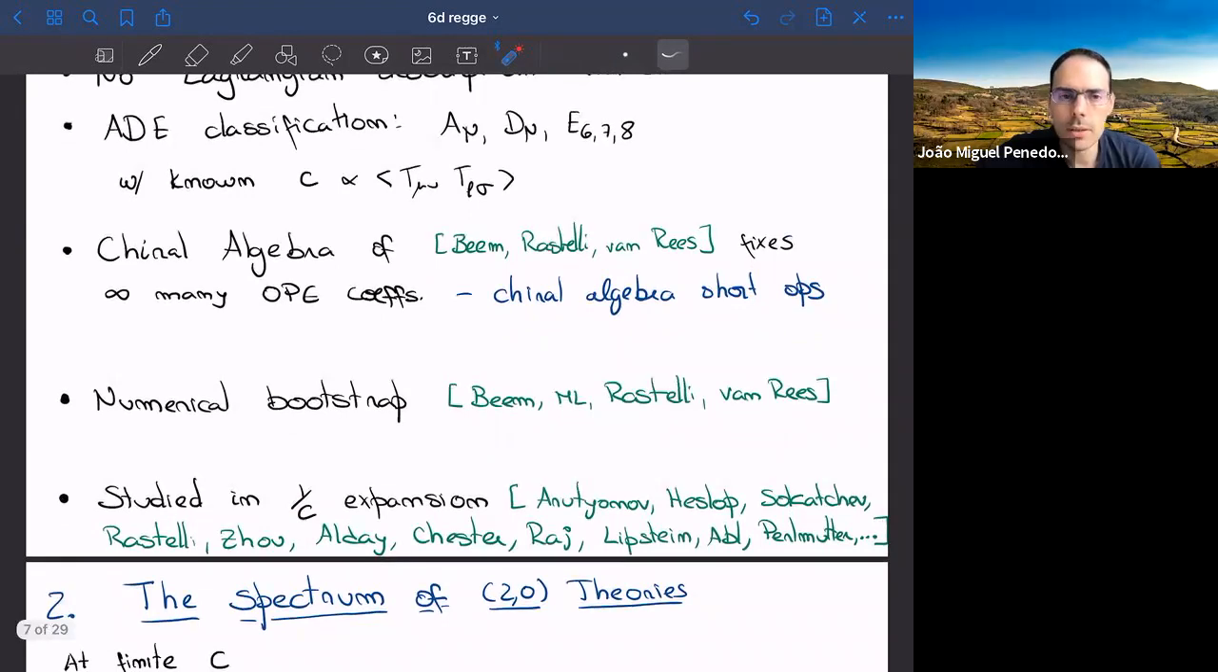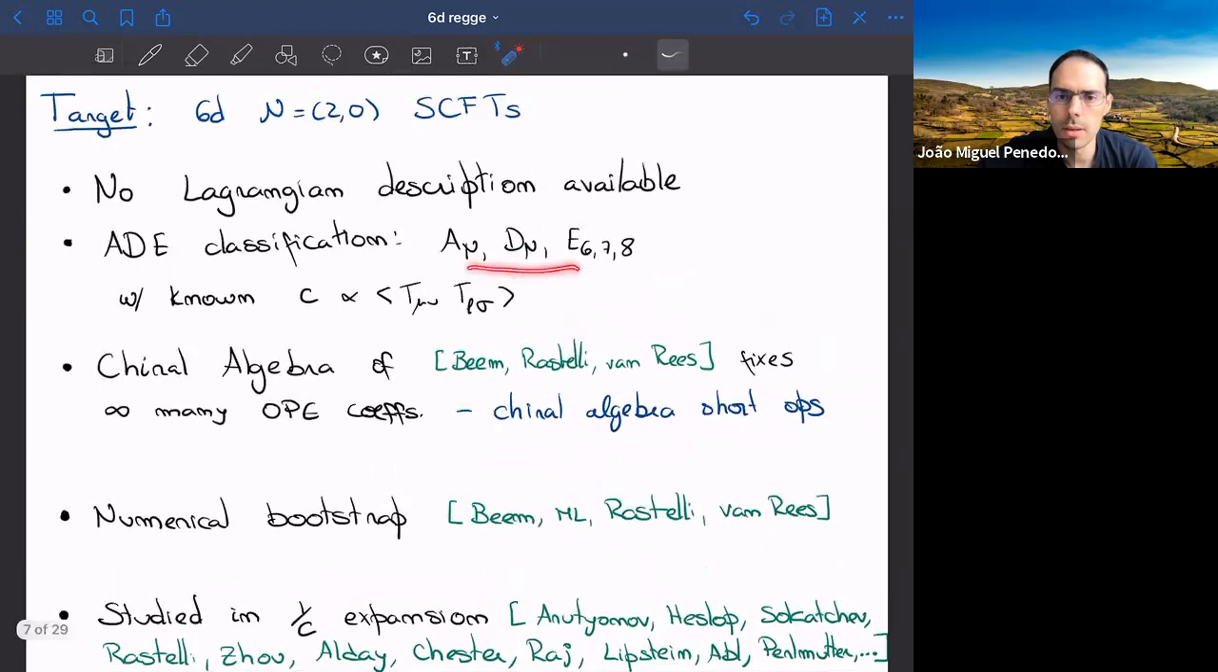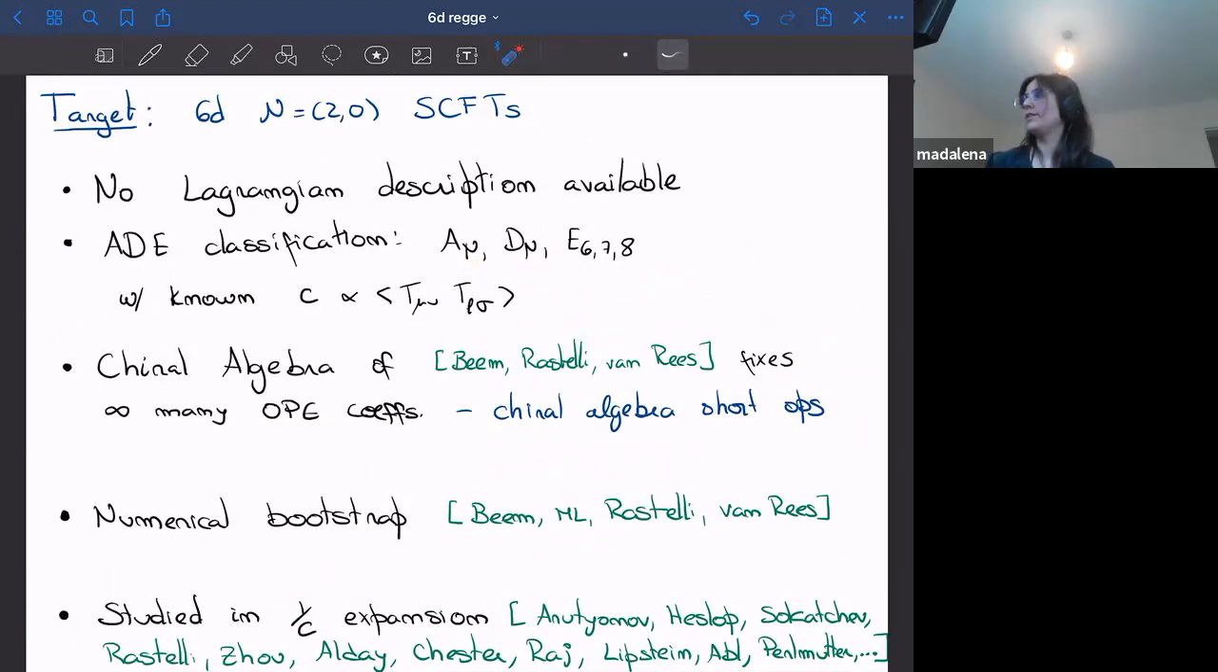Madalena, can I ask a question just to clarify? So are these theories fully classified, or is this classification a conjecture? I think it's, is it coming from string theory?